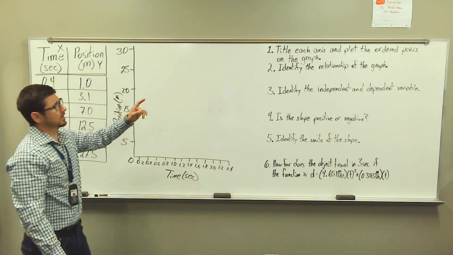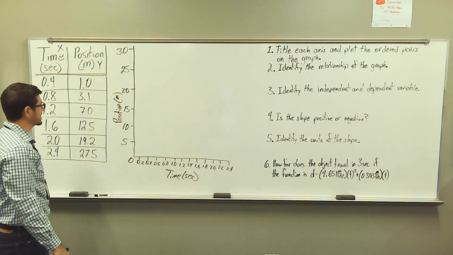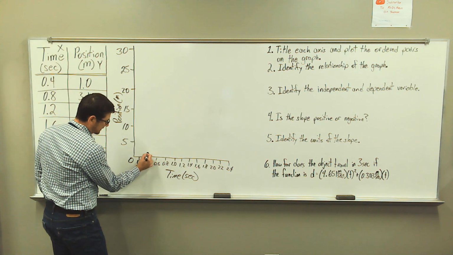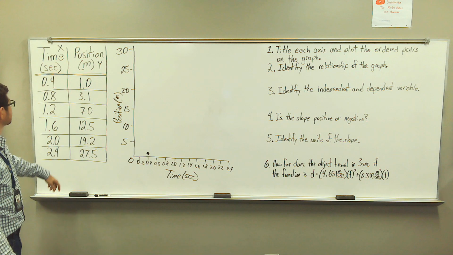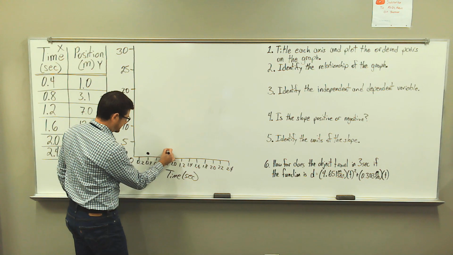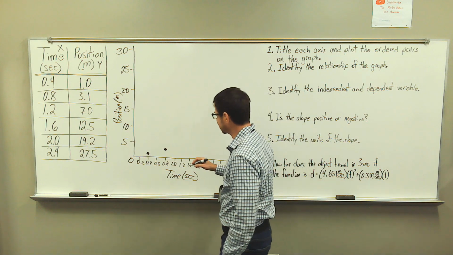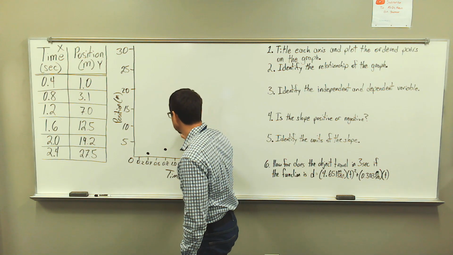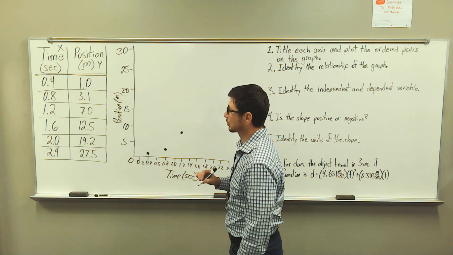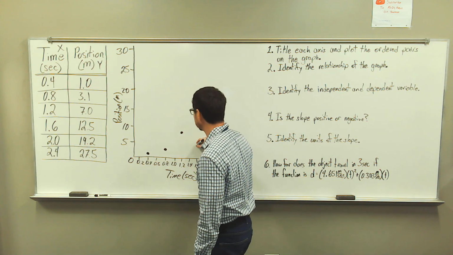So in number one, it says plot the ordered pairs on the graph. Okay, so we have a position versus time graph. So at 0.4 seconds, we're at a position of 1 meter. So I'll place my ordered pair there. At 0.8 seconds, we're at a position of 3.1 meters. And then at 1.2 seconds, we're at 7 meters. Right there, okay. Our next ordered pair, at 1.6 seconds, we're at a position of 12.5 meters.